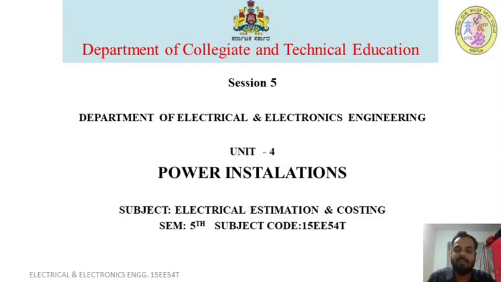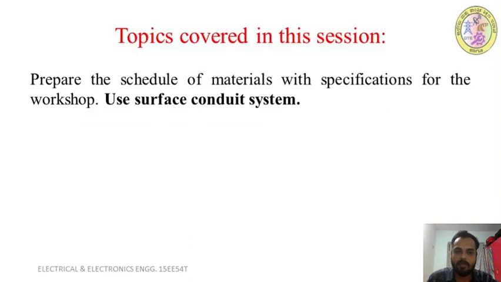Welcome to Session 5 of Unit 4, Power Installations, of the subject Electrical Estimation and Costing, 5th semester, with subject code 15EE54T. The topic covered in this session is: prepare the schedule of materials with specifications for the workshop. Use surface conduit system only.